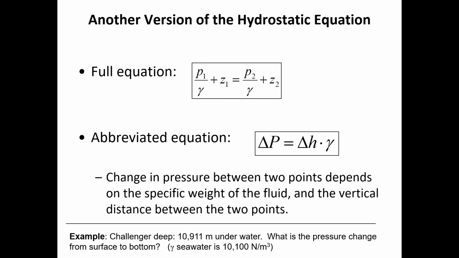Okay, so that's the abbreviated hydrostatic equation. You'd use it just if you want to find the change in pressure. If you're going down through a fluid, of course the pressure increases. If you're moving upwards through the fluid, the pressure is reduced. Any questions so far about the hydrostatic equation?